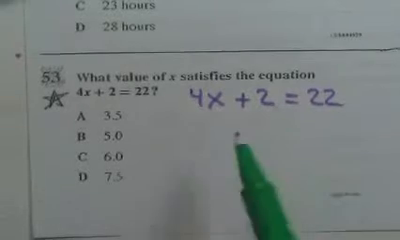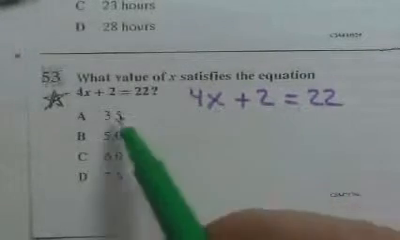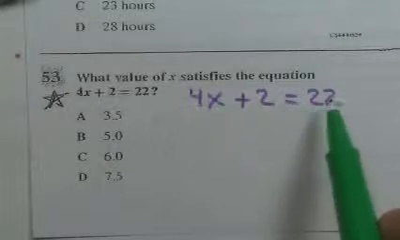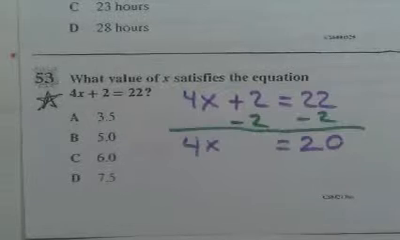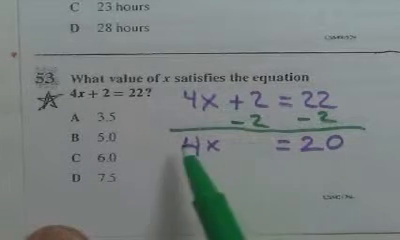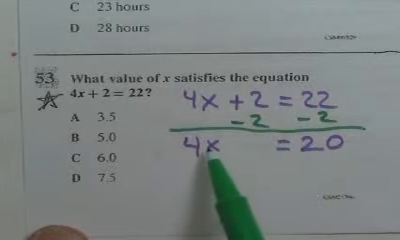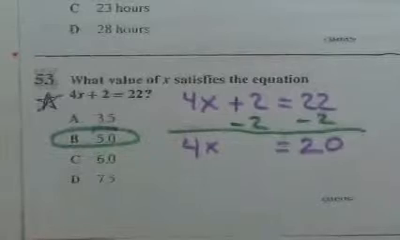Number 53, we have our equation. Here are the possible answers. And again, if you don't know how to solve it, plug in the answers and see if the left side equals the right side. And so the first step is subtract 2. That will give me 20. 4 times something is 20. That must be 5. 4 times 5. B is the correct answer.